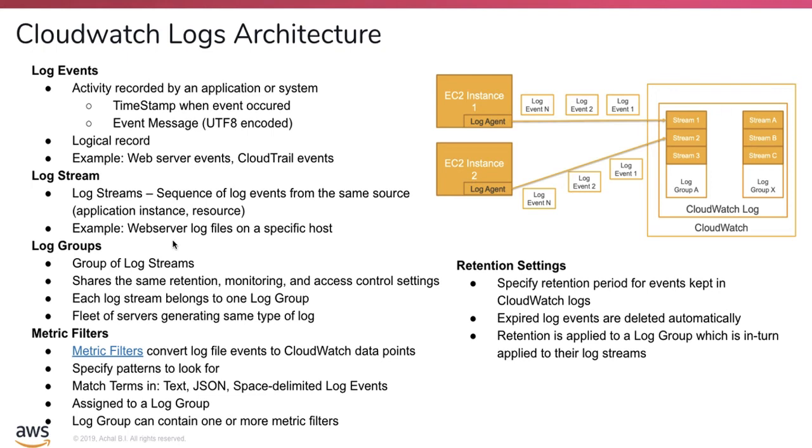These streams are created as and when there are different instances of the application or different instances of a particular resource. They can capture log files on a specific host, and this is just an example. If there are 10 different hosts publishing these logs, it would create 10 different log streams, one for each host.